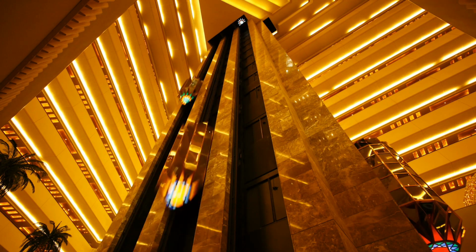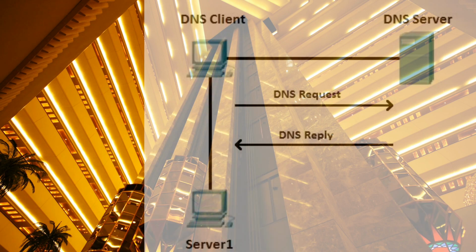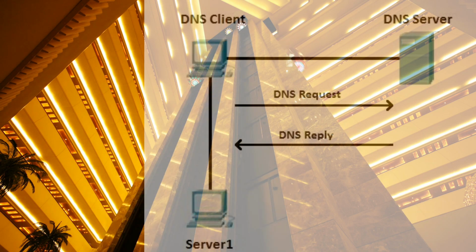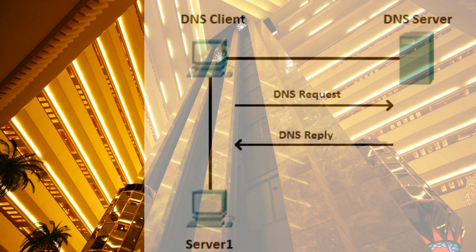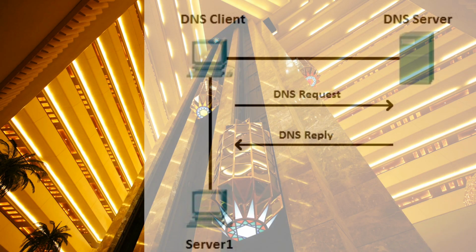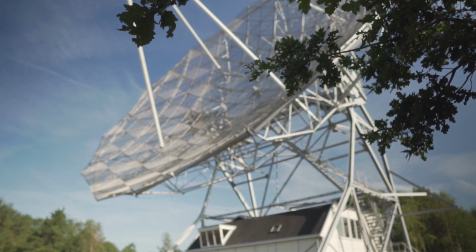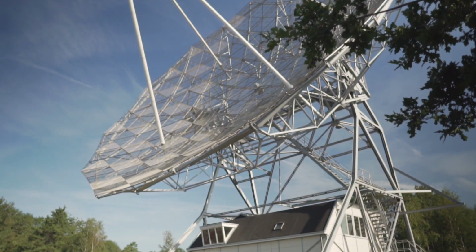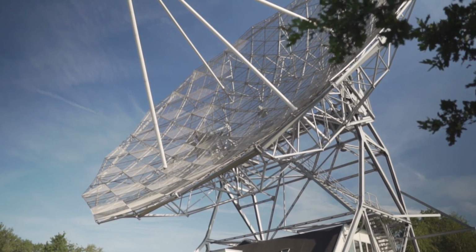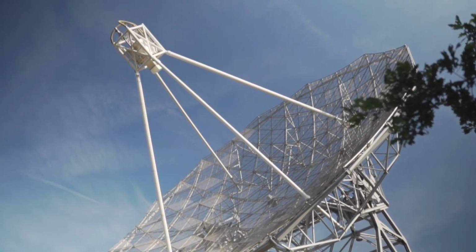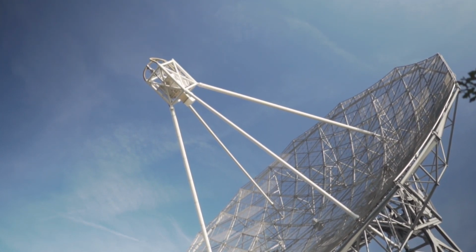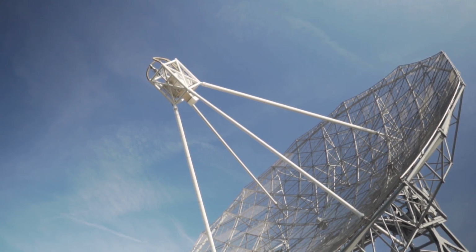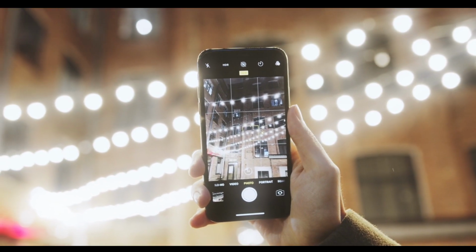DNS servers. A DHCP server can also provide DNS, domain name system, server information to DHCP clients, allowing them to resolve domain names to IP addresses. Default gateway. A DHCP server can also provide information about the default gateway, which is the device that packets are sent to when the destination is outside the local network. Options. A DHCP server can provide additional configuration options to clients, such as the subnet mask, domain name, and time server information.